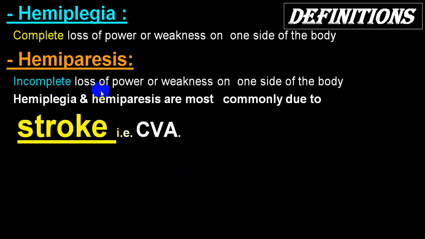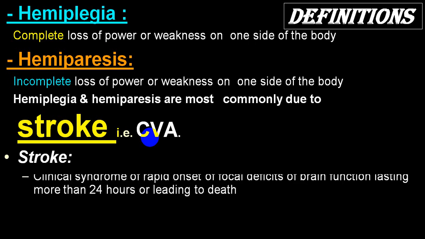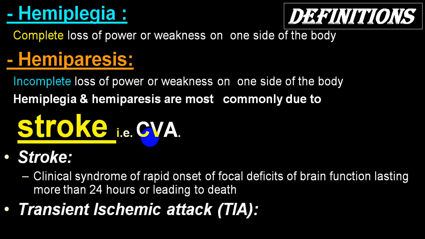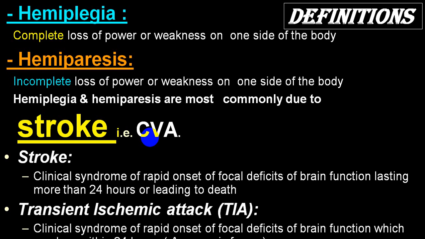Paresis is incomplete loss of power. Stroke is damage, focal or global, or we call generalized, involvement of the nervous system due to vascular pathophysiology. That is called stroke, and being vascular, it is the most common cause as far as hemiplegia or hemiparesis is concerned. So stroke is a syndrome of rapid onset of focal or generalized deficit lasting more than 24 hours, which can lead to death. While in a transient ischemic attack there is usually full recovery within 24 hours. But now, according to the newer definition, absence of demonstration of infarct on neuroradiology, you will call that TIA.